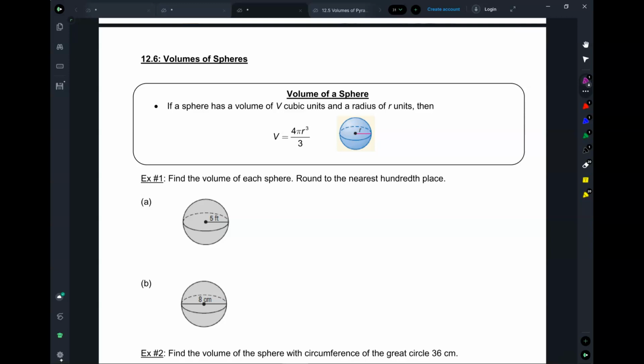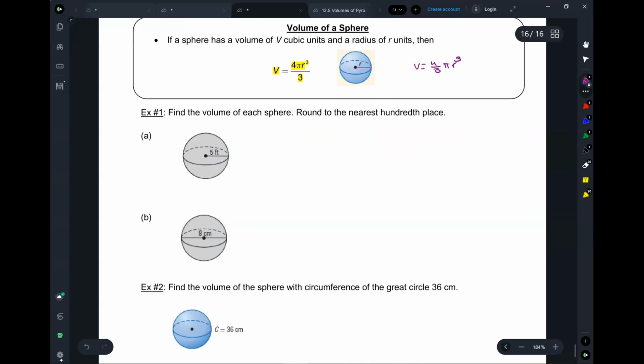Okay, so volumes of spheres. We already know what a sphere looks like. We already know what the radius of a sphere looks like. The volume of a sphere is 4 pi r cubed divided by 3, or sometimes you might see it as 4 over 3 pi r cubed.